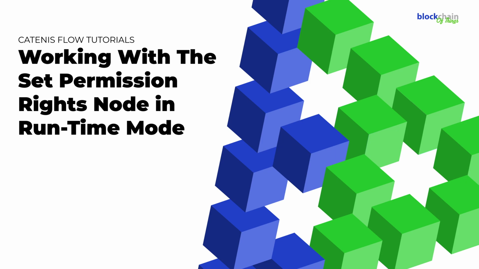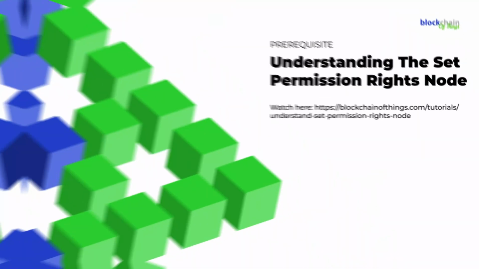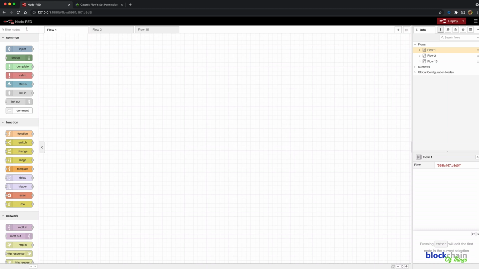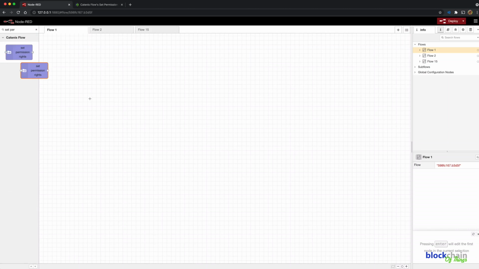In this tutorial, we'll create a flow containing the Set Permission Rights node. If you don't know what a Set Permission Rights node is, make sure you check out the previous video titled Understanding the Set Permission Rights node. Let's jump in. Drag a Set Permission Rights node into your workspace.